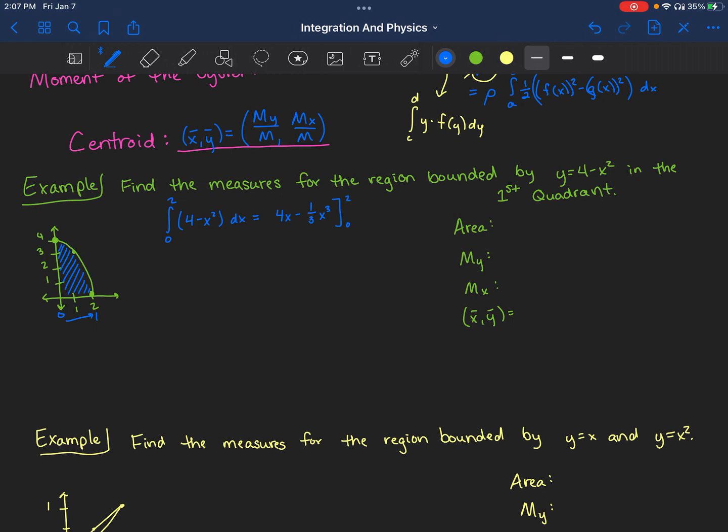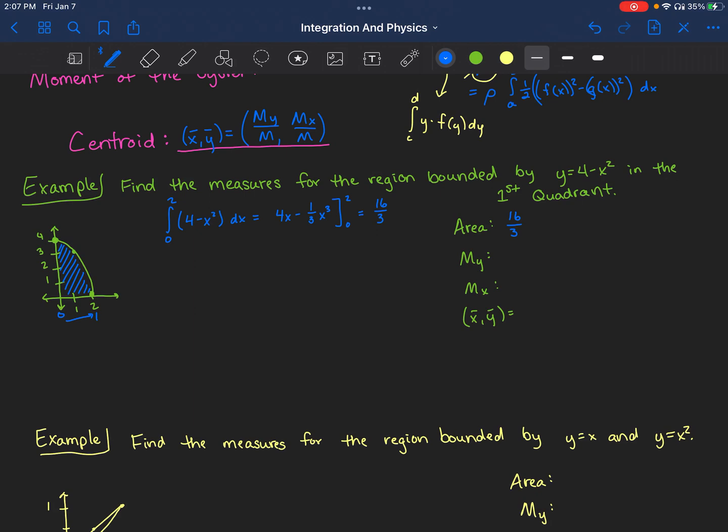I'm going to go ahead and grab my calculator, and it's 4 times 2 minus 1/3 times 2 cubed, which is going to give me about 16/3 is what I got. And remember, you could plug in 0, but it's not going to change anything because you're just going to be subtracting by 0. All right, now that I've got that one handled, we're going to go ahead and move on to the next one.